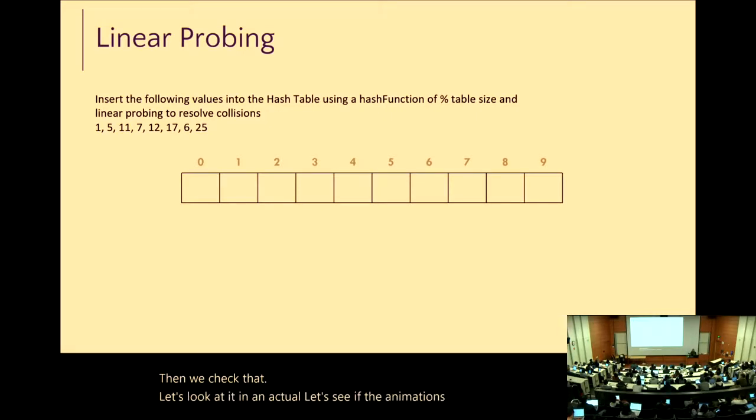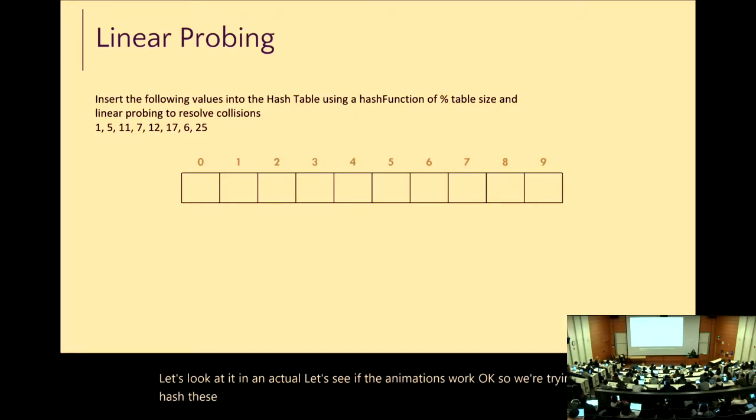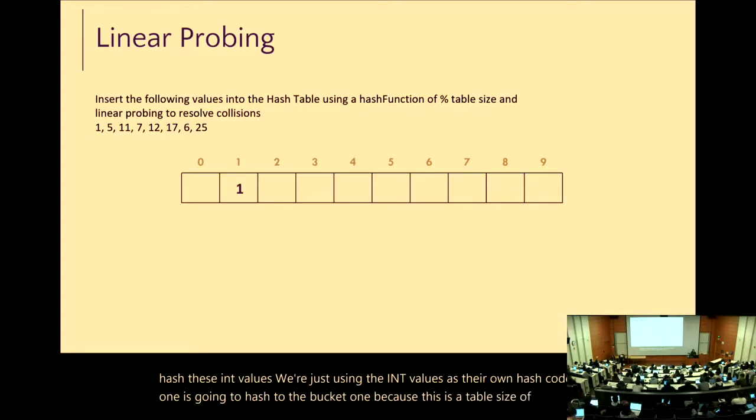Okay, so we're trying to hash these int values. We're just using the int values as their own hash code. So one is going to hash to bucket one because this is a table size of 10. Cool, there was nothing there, no problem.